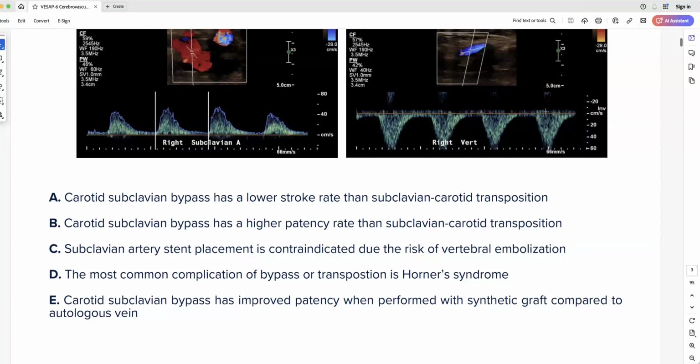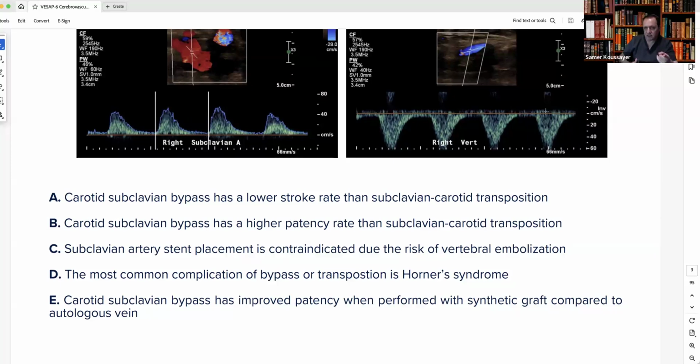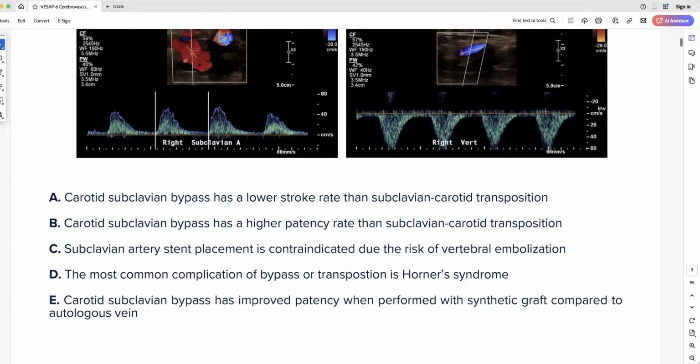The risk is very low, especially in a case like this, because as Ahmed Rafat said, you have retrograde flow, a reversed flow, so you're already protected and you're not going to get vertebral embolization. It's very safe. Okay. The most common complication of bypass or transposition is Horner syndrome.